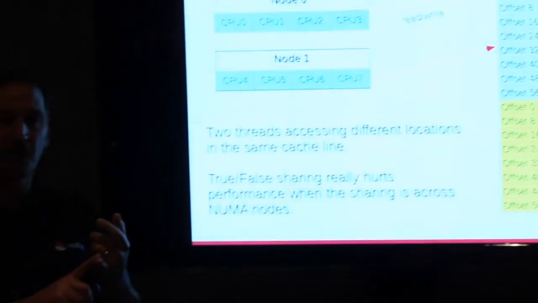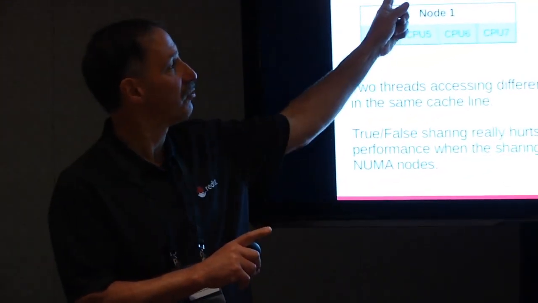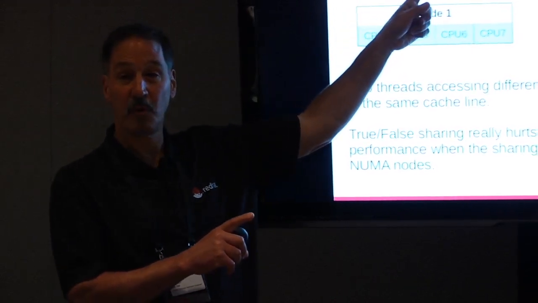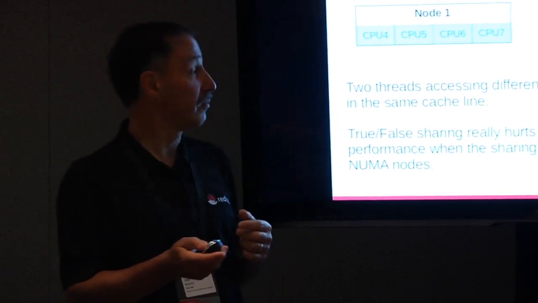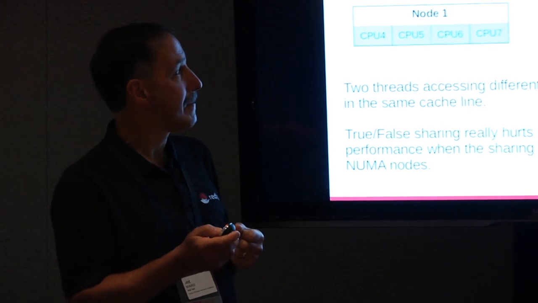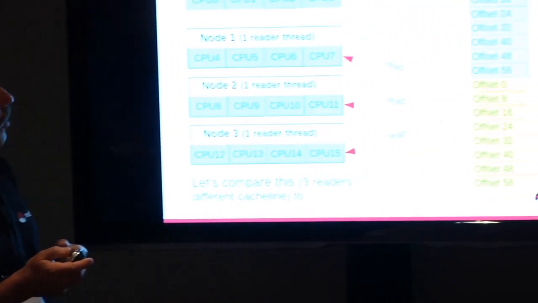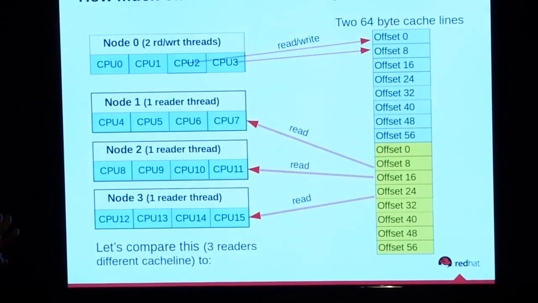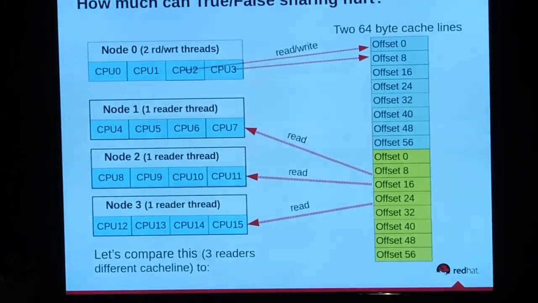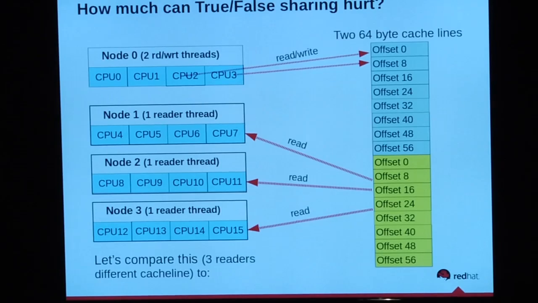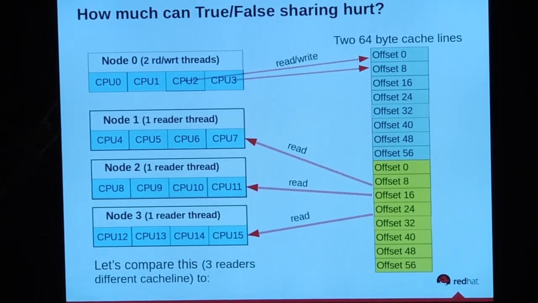Today's processors are pretty quick at resolving true and false sharing when it occurs on the same NUMA node. When it occurs on different NUMA nodes, that's when your performance can really pay a price. So here's an example that we ran on a 4 CPU box, and this is an extreme example of how much true and false sharing can hurt.